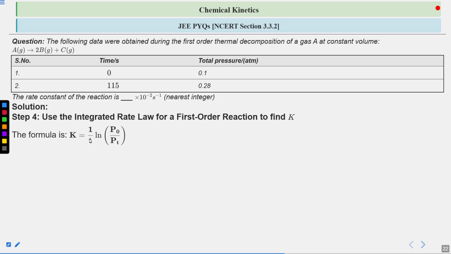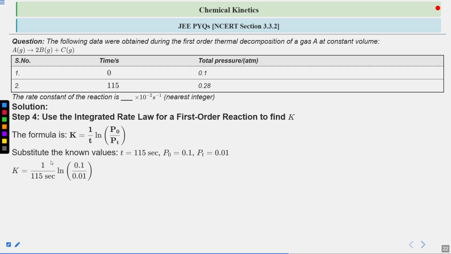K is what we have to calculate, the rate constant. T we know, and P naught and Pt are also known, right? K is representing the rate constant, so substitute the known values. T we know, that is 115 seconds. P naught we know is 0.1 and P total is coming out as 0.01. That is going to be very less. These are the given values we have already been given.